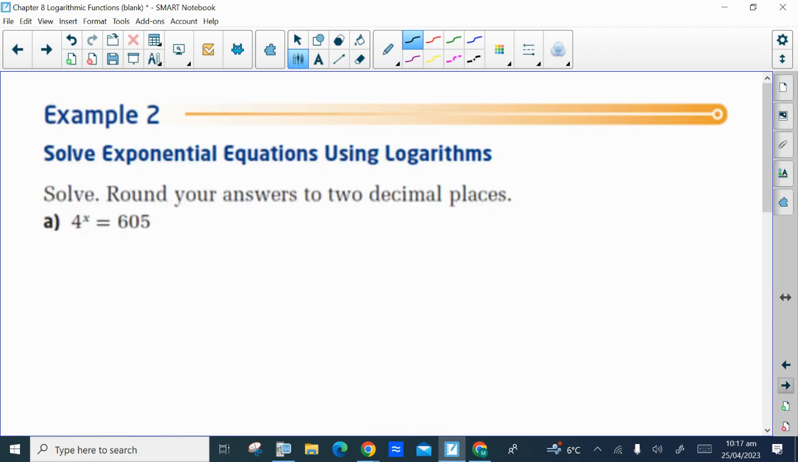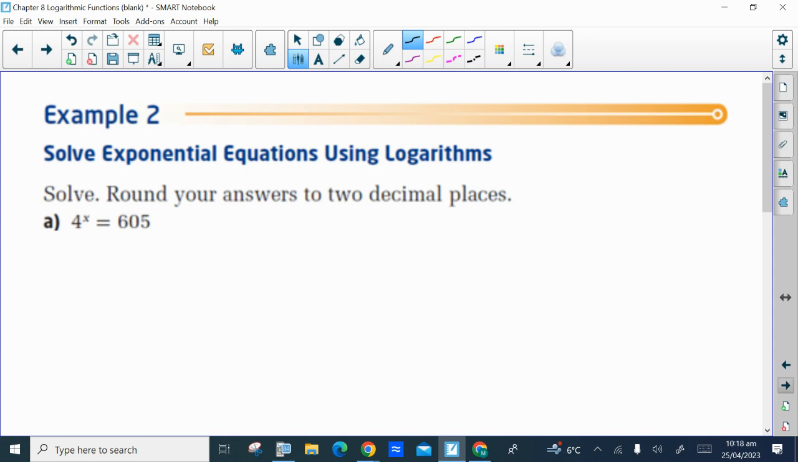So this says use or solve, and round answers to 2 decimal places. We're solving exponential equations using logarithms. This is one of the more popular uses of logarithms. Back in chapter 7, we solved exponential equations by making the bases the same. And I said at that time, when you have an exponential equation where you can't make the bases the same, you can use logarithms. And so that's what we're going to do, right?